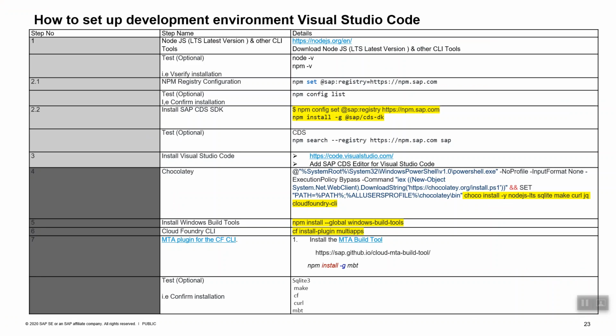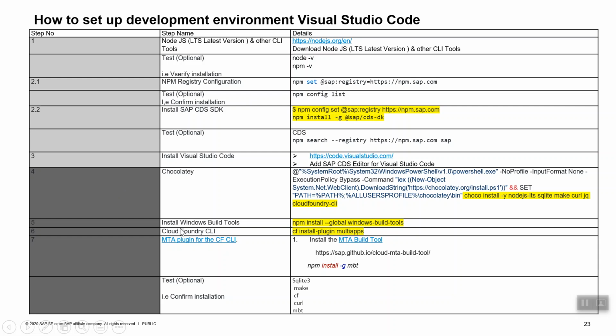Once you develop, you have to deploy the application to the cloud. For that, you need to install some more tools, for example Cloud Foundry tools, or if you are packaging all your modules in the MTA, you need to install the MTA plugin for Cloud Foundry. These are advanced steps. For your local development, these steps are sufficient: install nodejs, install the CDS SDK, then install Visual Studio Code, then install the plugins.